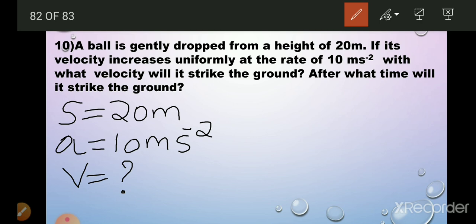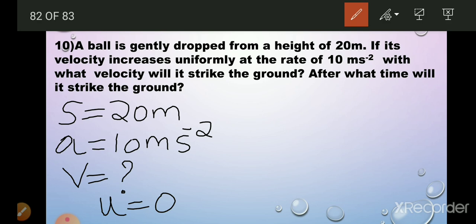So a ball is gently dropped from a height of 20 meter. That means while dropping a ball, initially the ball was at rest. That means u is equal to 0. When the ball is dropped, the ball is in the hand itself, before dropping. That means the ball is coming from rest position. So initially the ball was at rest. When we drop it, what is the velocity we have to find? So u equal to 0 it becomes.